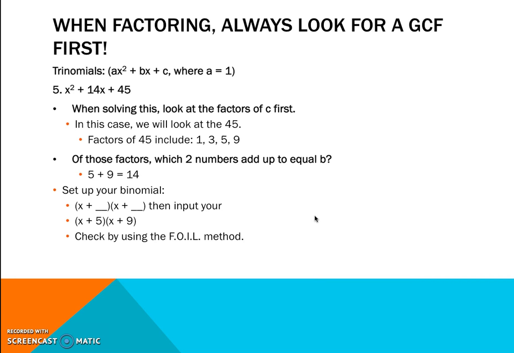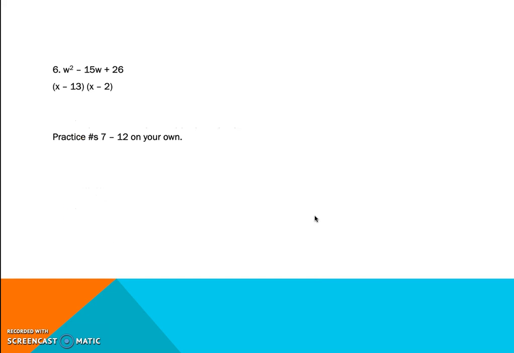So you want to set up your parentheses. You put your x in your first space, and we're going to use plus because all signs in our trinomial are addition signs. Then we input our factors that add up to 14 and, when you multiply, equal 45. So we result in x plus 5 times x plus 9. And we can check our answer by using the FOIL method. Number 6, w squared minus 15w plus 26. So we have w minus 13 and w minus 2.